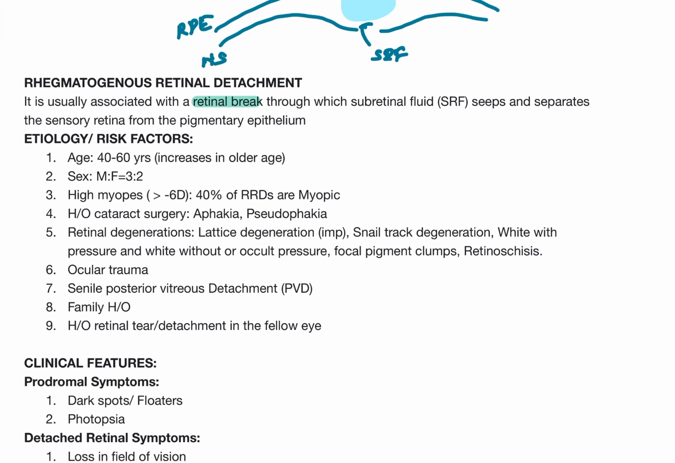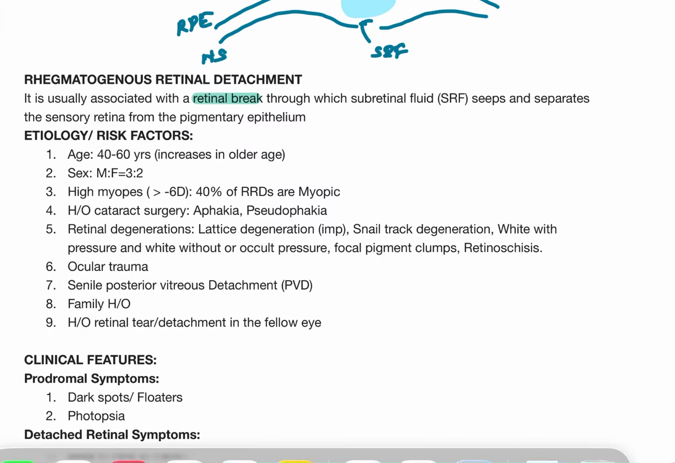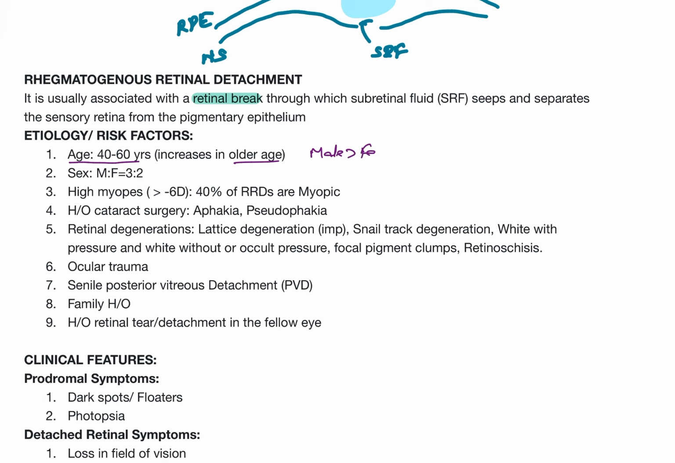Coming to the etiology or risk factors of rhegmatogenous retinal detachment. Age is the most important risk factor. Older age individuals have more predisposition to retinal detachment. Next is sex predisposition. Males are more affected than females in a ratio of 3:2.